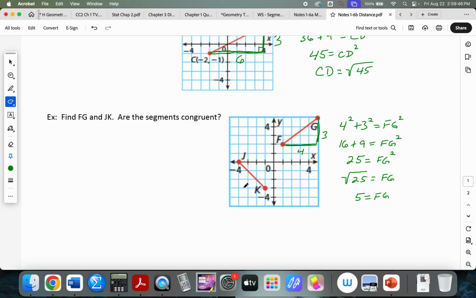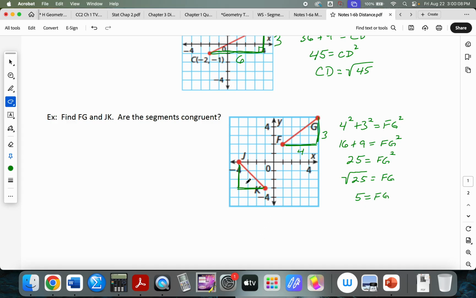So let's see how long JK is. Now, just looking at it, it looks like it's about the same length. And it's close, but let's see if it's actually the same length. So I'm going to draw on a right triangle. And again, I always draw them below. If you want to draw it above, doesn't matter.